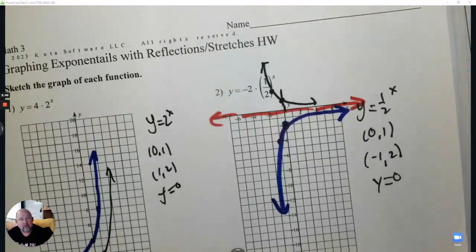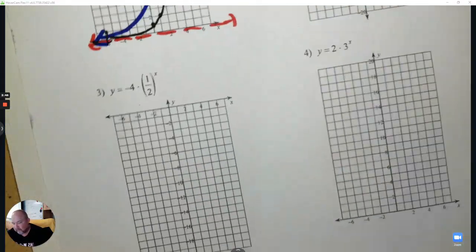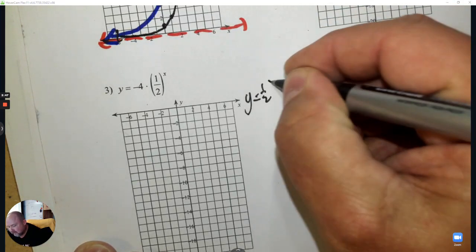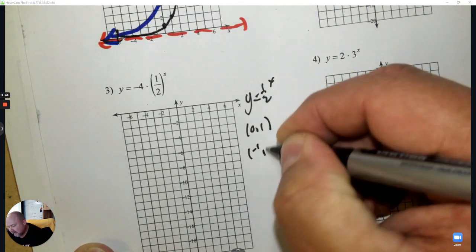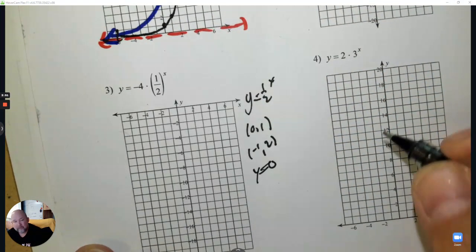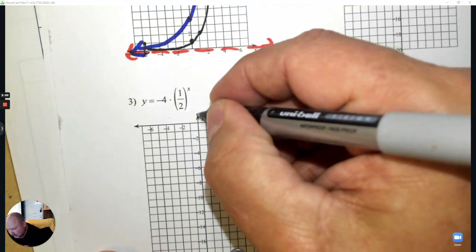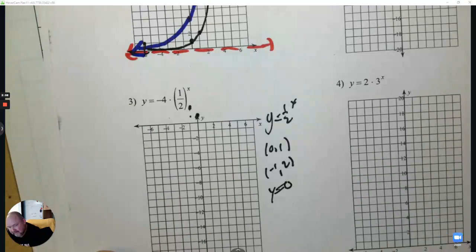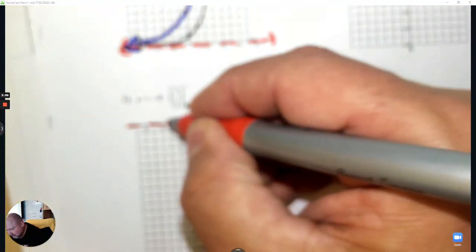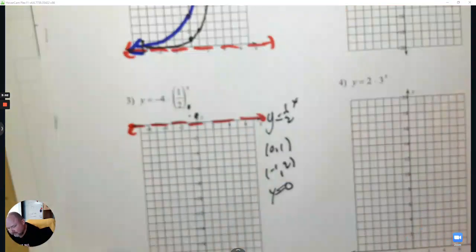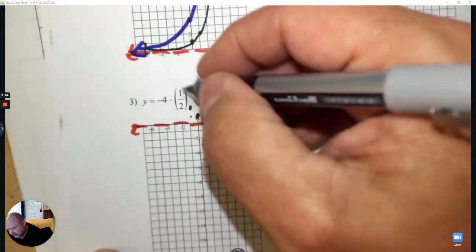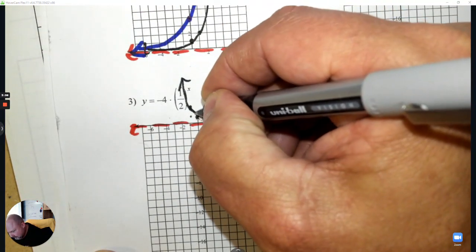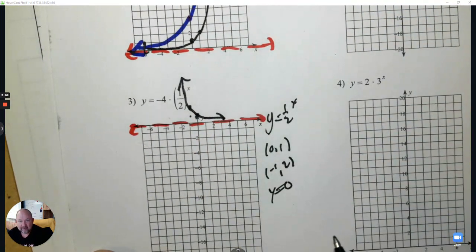So -4, same start. So (0, 1), so still 1/2 to the x, so (0, 1), (-1, 2) with the reciprocal, and y equals 0. Again, it's going to be off my graph. So (0, 1) and (-1, 2). And then the asymptote at 0. So that's what the original looks like.